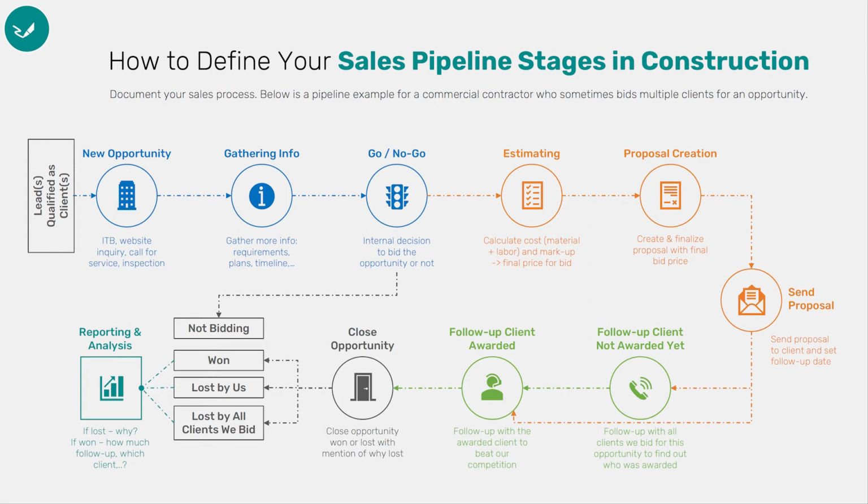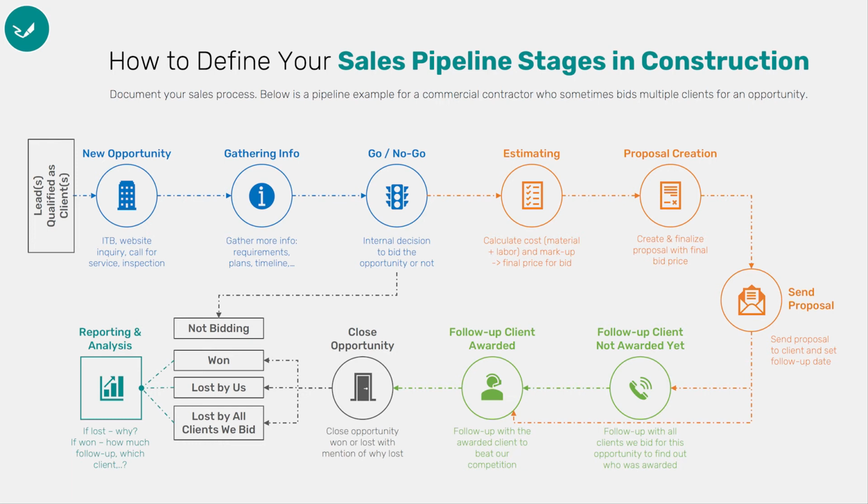Next, it's a go-no-go decision time. This is where we maybe sit down with our supervisor or in a sales team meeting, for instance, and we look at things like, do we have the time and manpower to complete this project in the timeline specified? Or is this even a project we're qualified or insured to do? If our decision is a no-go, then we mark our opportunity as closed, not bidding. But if we decide to bid this opportunity, then it goes to the next phase, which is the estimating phase.